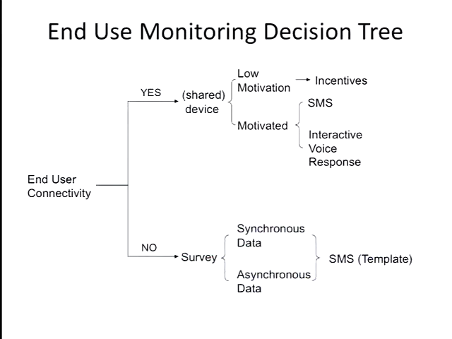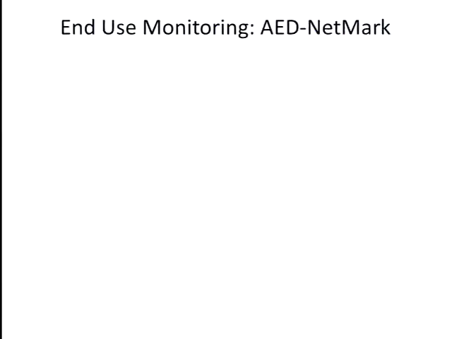If they have no device, no connectivity, we must do a survey. If we do a survey, if connectivity is available, they can send data immediately. If it's not, they will record the data and send it later.